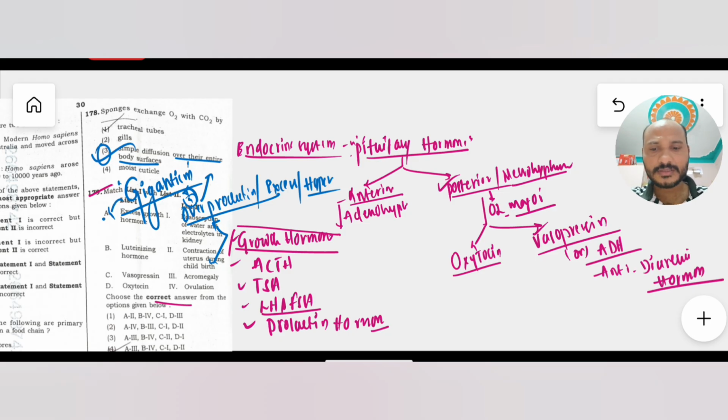Gigantism means nothing but an abnormal increase in height. Abnormally, the person's height will be increased in the gigantism condition, which occurs only in children due to overproduction of growth hormone. If there is overproduction of growth hormone in adults, it causes a syndrome called acromegaly. Very important.